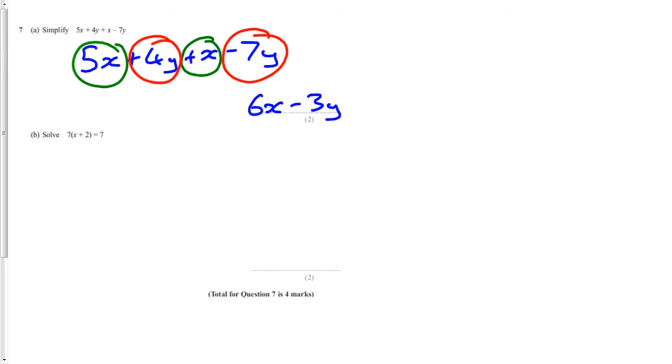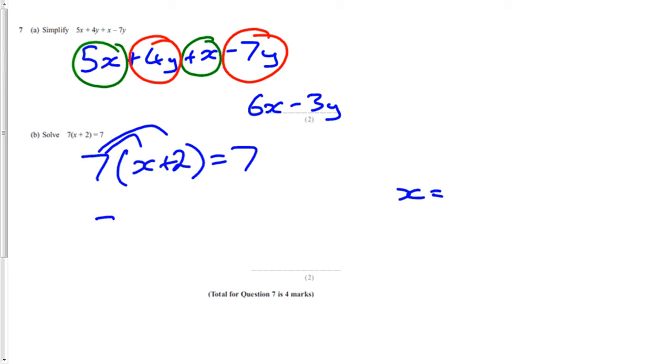Question 7b was 7 lots of x plus 2, and that equals 7. You've got to solve it. So because it says solve, we want to end up with x equals something as our answer. So the first thing we do to get us our first mark, we need to multiply the brackets. So 7 lots of x gives us 7x. 7 lots of 2 gives us 14. So the first thing we would do is 7x plus 14 equals 7.